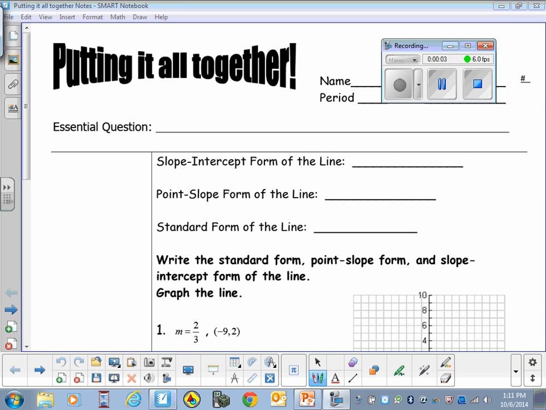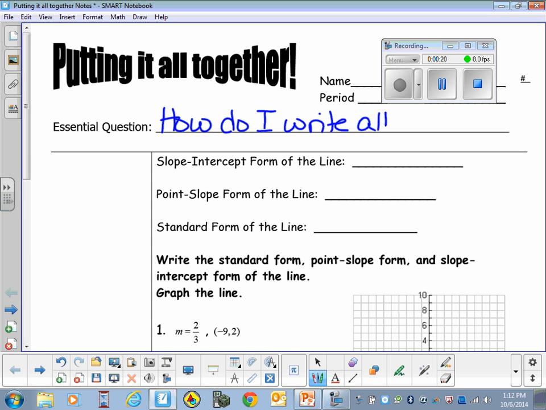In this lesson, we're going to put together everything we learned in units 4 and 5, and we're going to write all three equations of a line for a given line. So how do I write all three equations of a line?